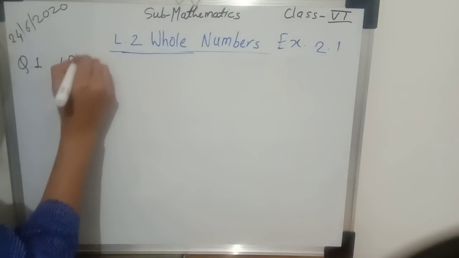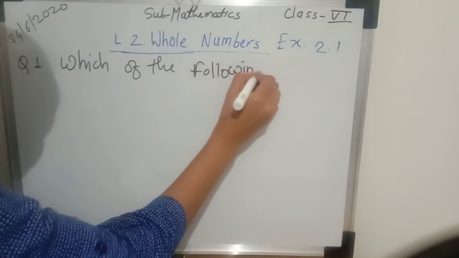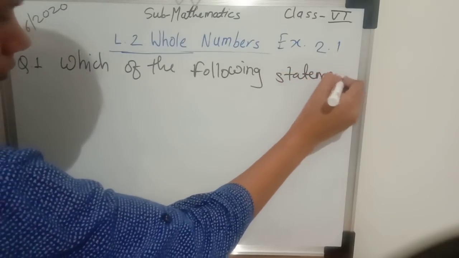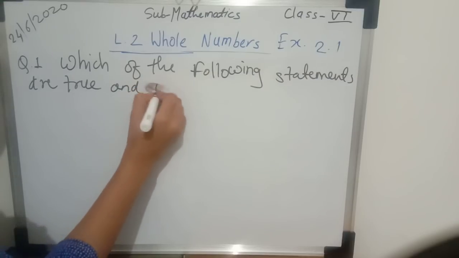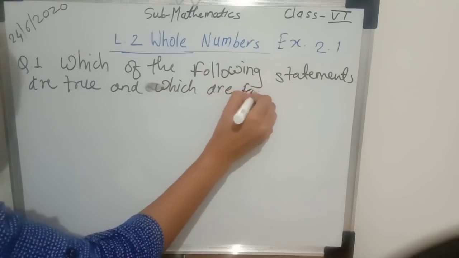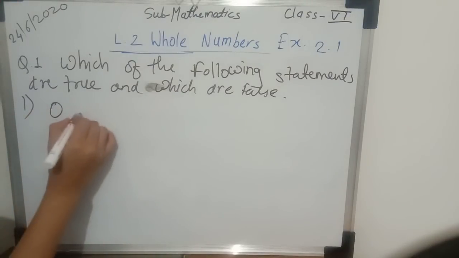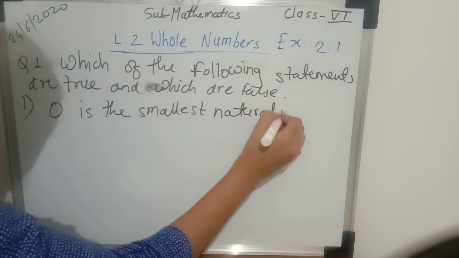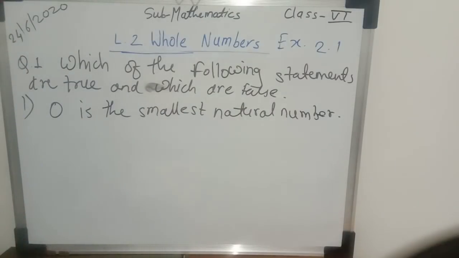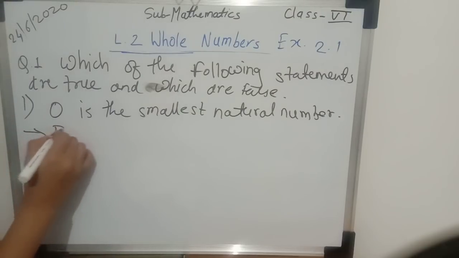Here, what we have to do is find which of the following statements are true and which are false. Okay, now let's see the first statement. The first statement is saying that 0 is the smallest natural number. Now just see this sentence and think about it. Really, is 0 the smallest natural number? But we have seen that in natural numbers 0 is not there. So this statement is false.